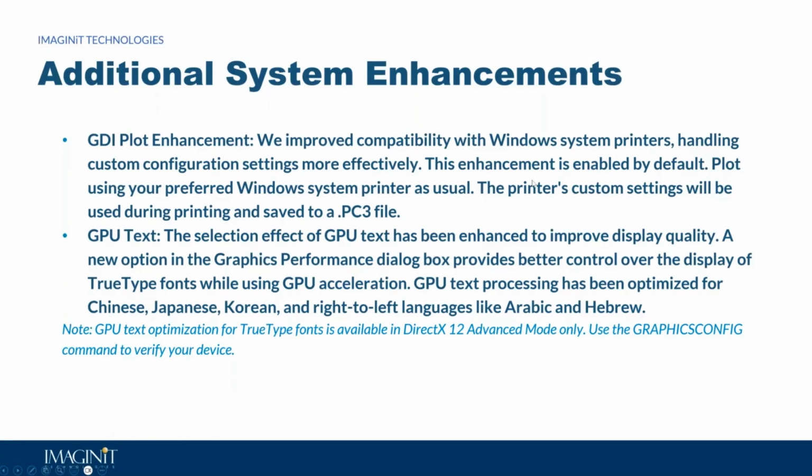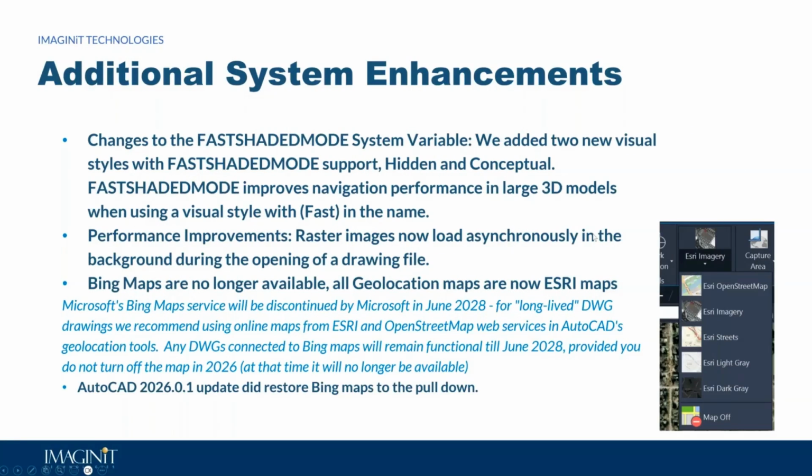Some more system enhancements. They've made some additional changes to the fast shaded mode system variable. They've added 2 new visual styles with fast shaded mode support, hidden and conceptual. So the fast shaded mode improves navigation performance in large 3D models when using a visual style with fast in the name.